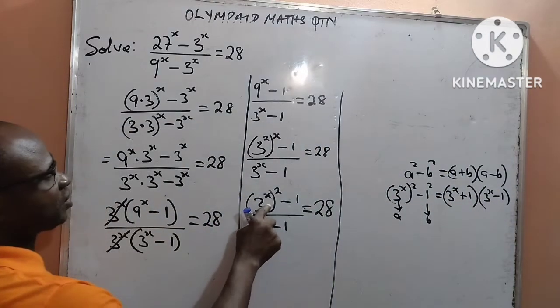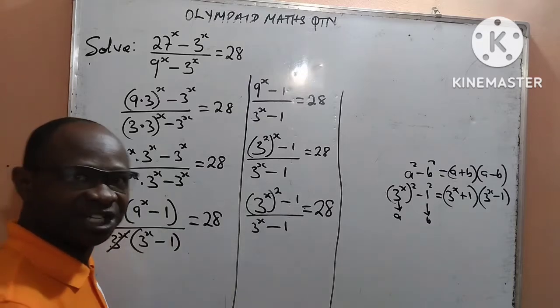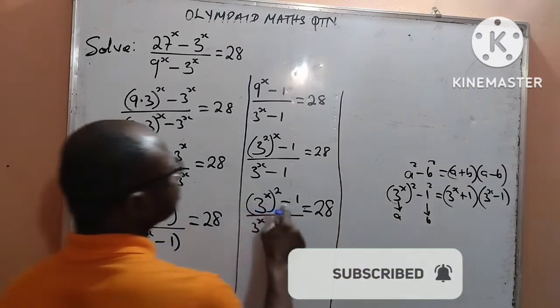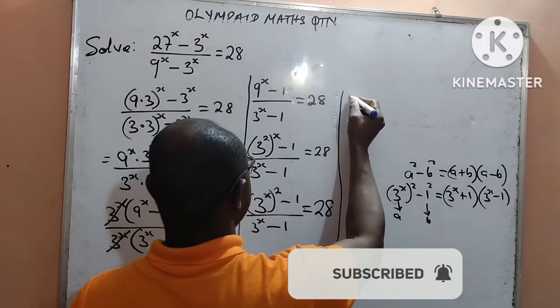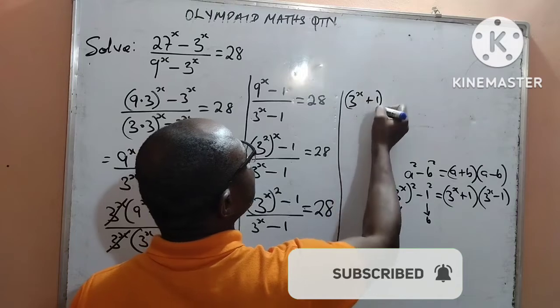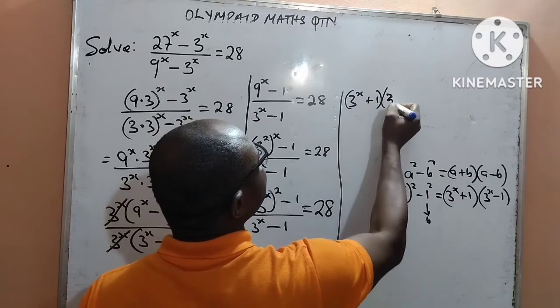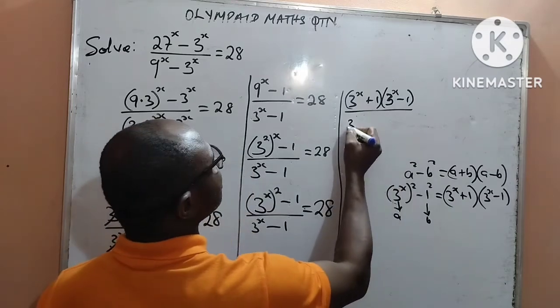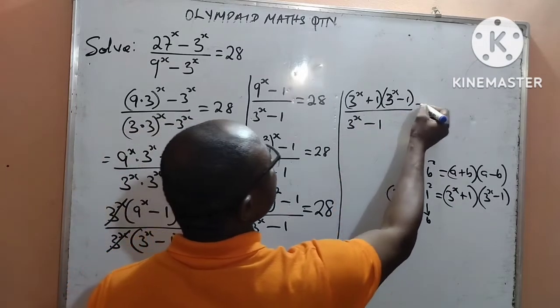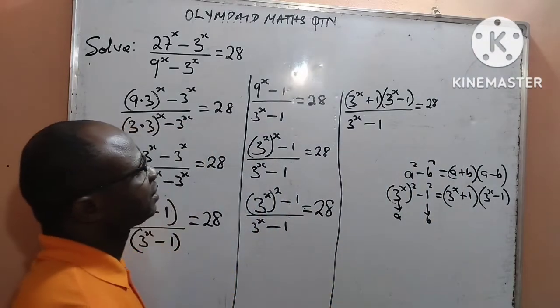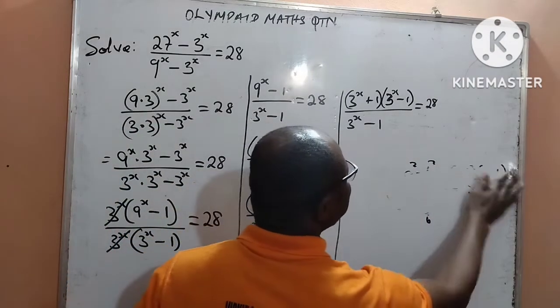So this is difference of two squares here. That is the message that we are talking about. Therefore, putting it as difference of two squares, I now have 3 to the power of x plus 1, then into 3 to the power of x minus 1. Everything at the denominator is 3 to the power of x minus 1, all equal to 28. Very good.